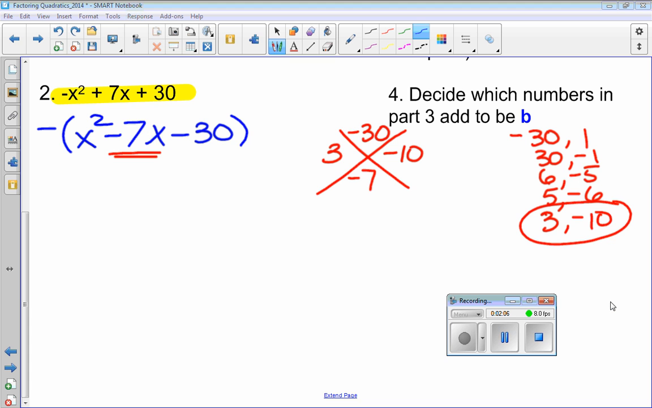Okay? Now, here's an important thing. This negative stays along for the ride the entire time. People tend to drop it off, so be real careful with that. I'm just going to put little brackets here to remind me that the negative stays along. X squared, and then we do have that -30, and all I'm doing is rewriting that middle term. Rather than -7x, what am I looking for? Plus 3x minus 10x. Very good.